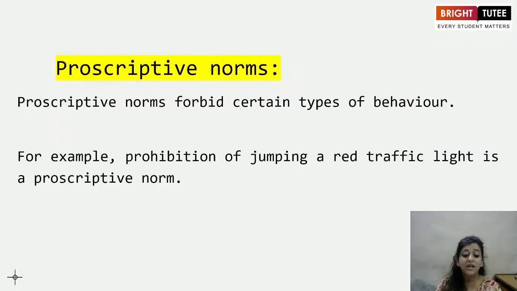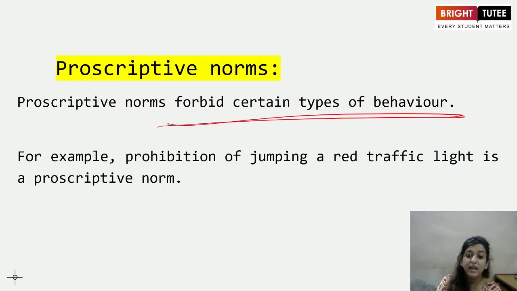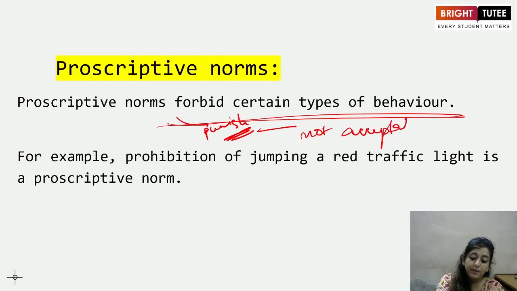However, the other one is the proscriptive norm. Proscriptive norms forbid certain types of behavior. At times you are forbidden or punished for certain types of behavior. So here forbid means punishment, wherein a certain type of behavior is not acceptable and will invite punishment for you. For example, prohibition of jumping a red light is a proscriptive norm.